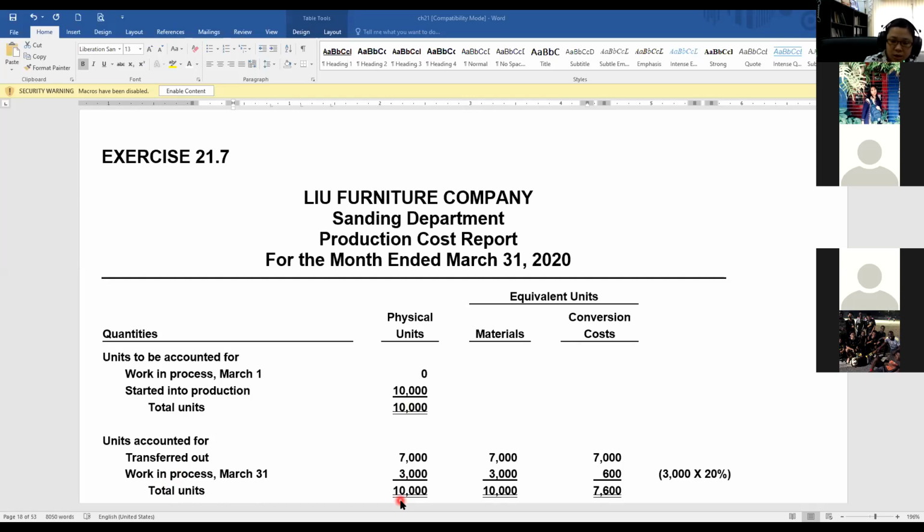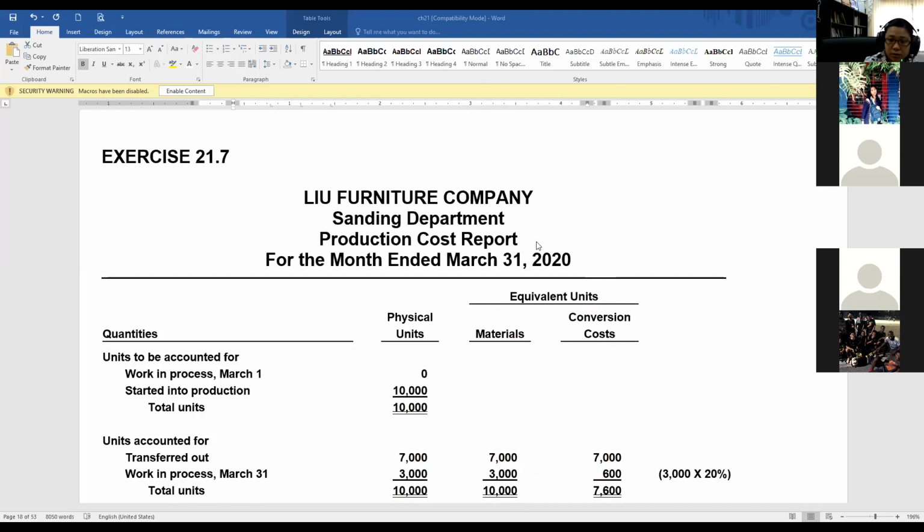Okay. Now next we're going to find equivalent units. Step number 2, find equivalent units. So 7,000 units completed, right? They are completed. It means they are completely finished for material and completely finished for conversion, okay, class?